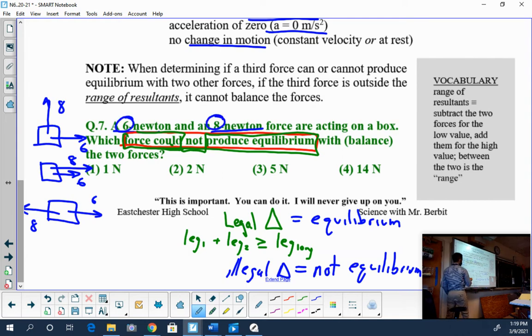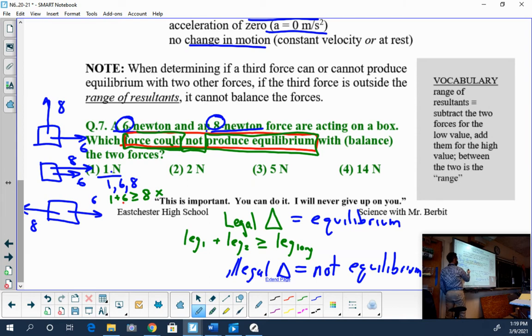If we look at choice 1, we have a 1. So with these 3, we have a 1, a 6, and an 8. Can you make a legal triangle with a 1, a 6, and an 8? Well, you take leg 1, 1, plus leg 2, 6, has to be greater than or equal to the long leg, 8. Is that true? No, that is not true.